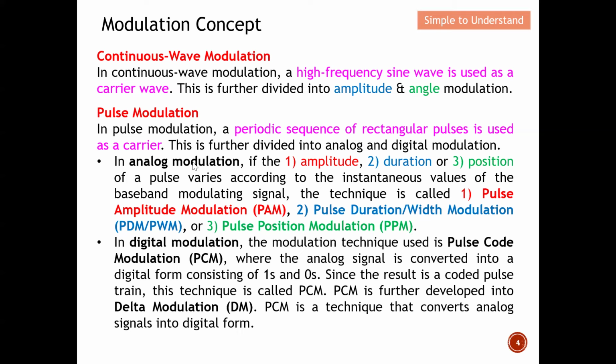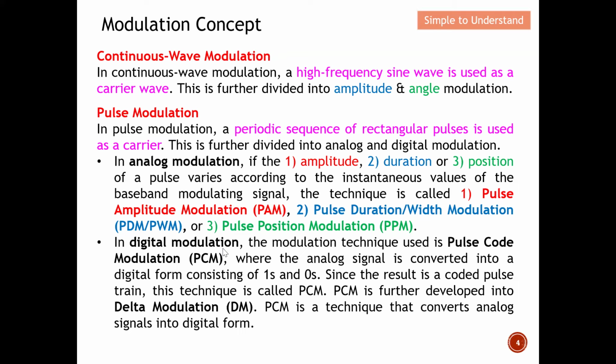In analog modulation, the amplitude, the duration, or the position of the pulse varies according to the instantaneous value of the baseband modulating signal. So it is about the same as what we have in amplitude, frequency, and phase modulation. For this pulse modulation under analog modulation, we can modify the amplitude, the duration, or the position of the pulse in order to represent different values of the amplitude of the modulating signal. Basically, the technique that varies the amplitude is called pulse amplitude modulation, which is known as PAM. We also have pulse duration modulation or pulse width modulation, as illustrated here. Last but not least, under the position, we have pulse position modulation.